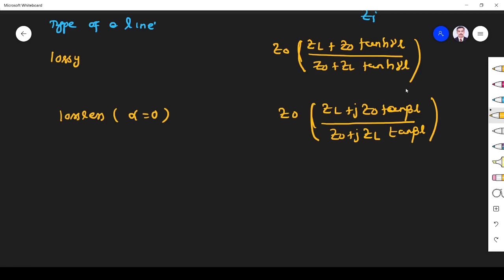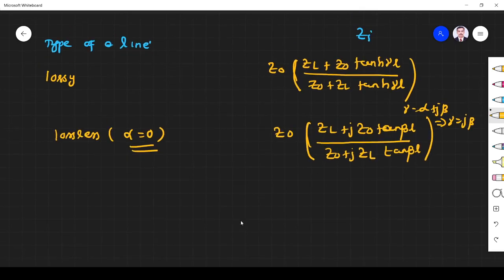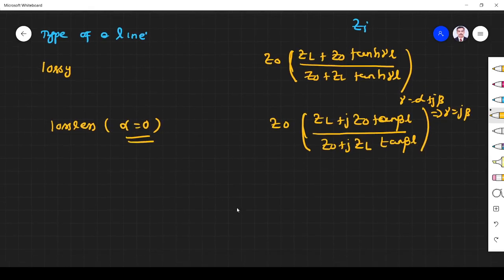Fine. So you substitute gamma is equal to alpha plus j beta, with alpha 0, this implies gamma is equal to j beta. Why alpha 0? Because it is a lossless line. So if you substitute gamma is equal to j beta, you will get this formula. So this is the input impedance of lossy and lossless line.